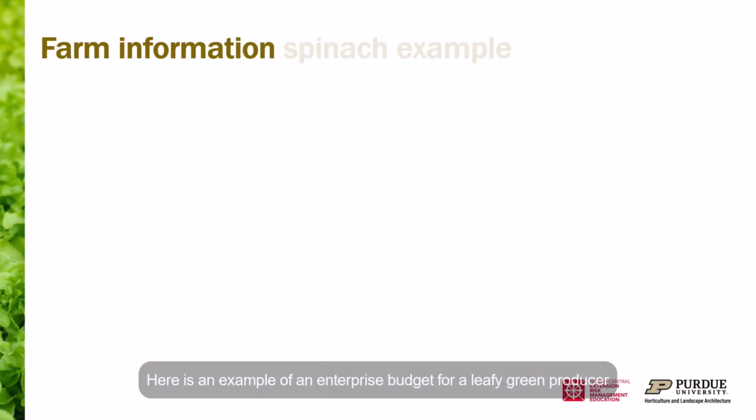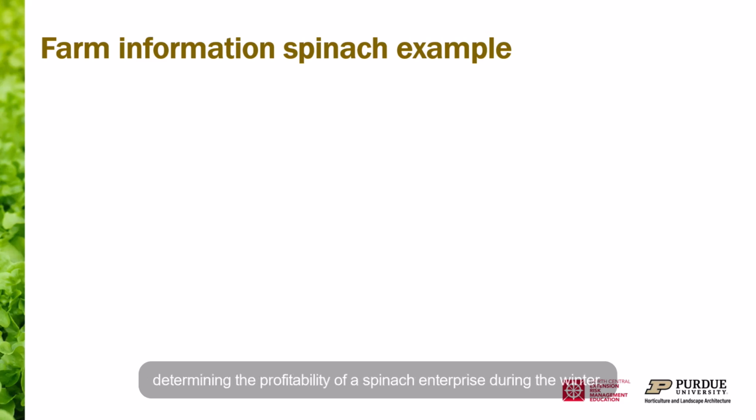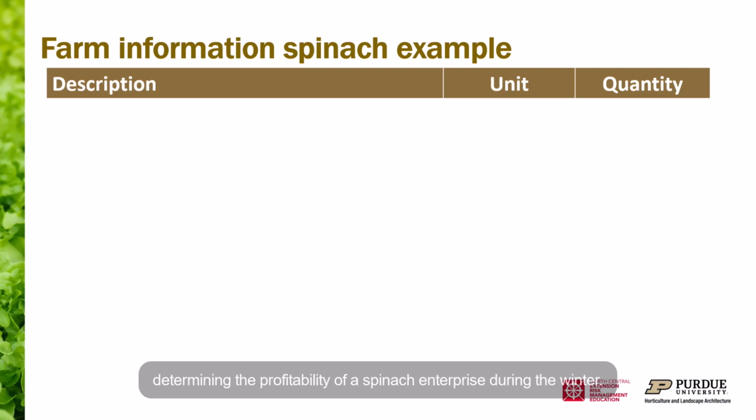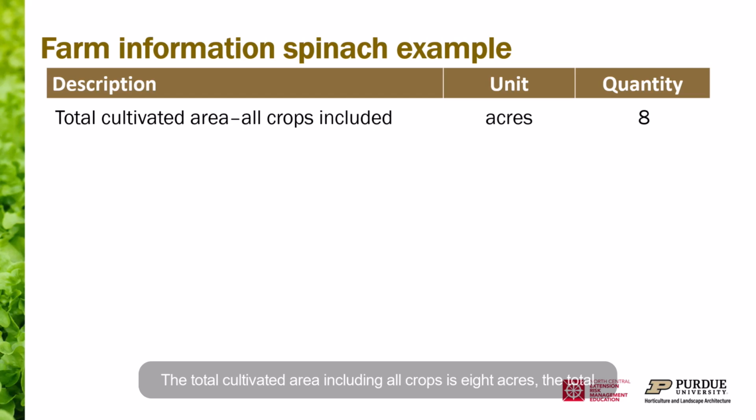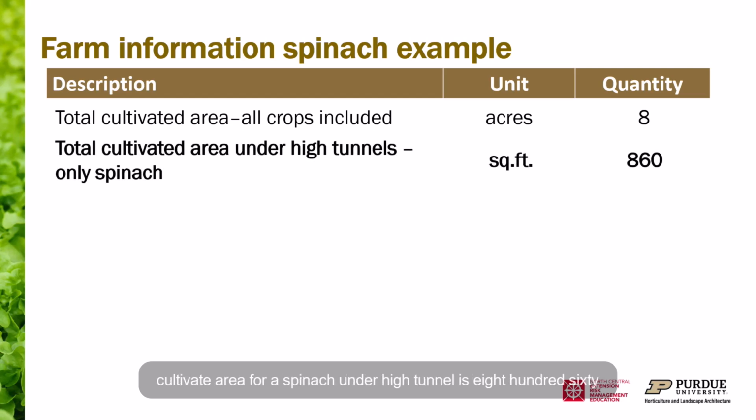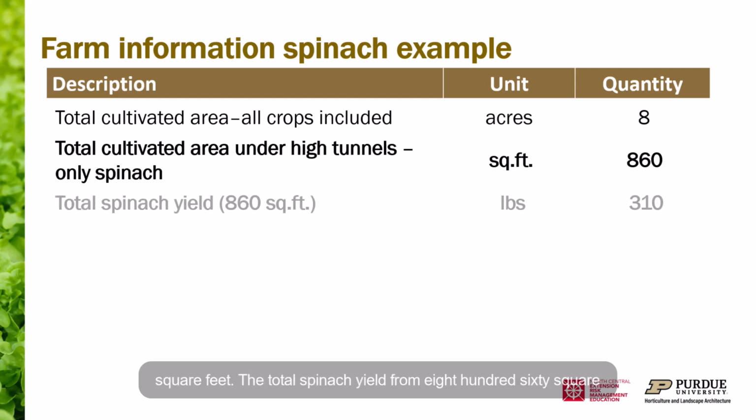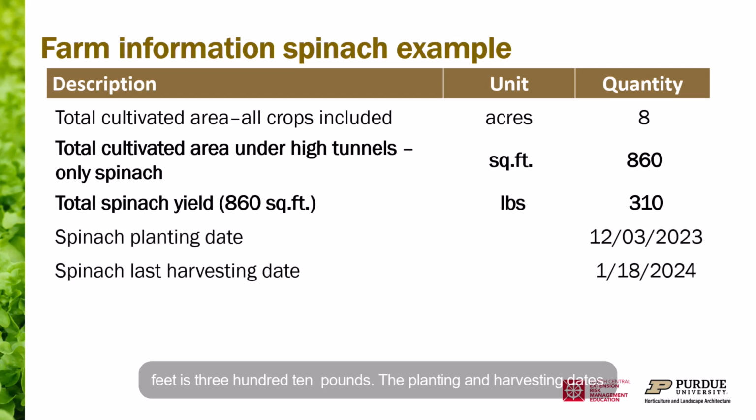Here is an example of an enterprise budget for a leafy green producer, determining the profitability of a spinach enterprise during the winter. The total cultivated area, including all crops, is 8 acres. The total cultivated area for spinach under high tunnel is 860 square feet. The total spinach yield from 860 square feet is 310 pounds. The planting and harvesting dates for spinach are December 3rd, 2023 and January 18, 2024.